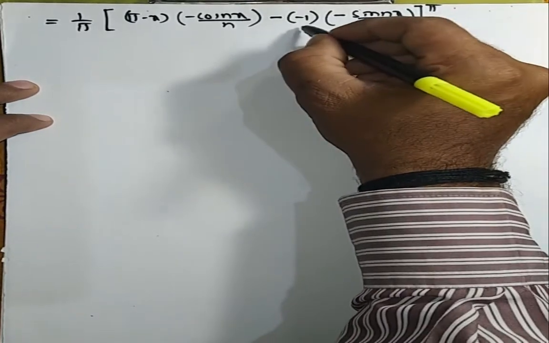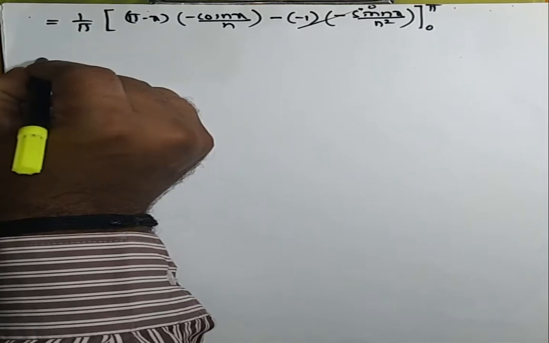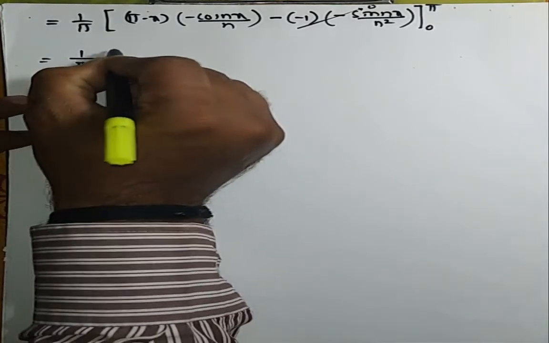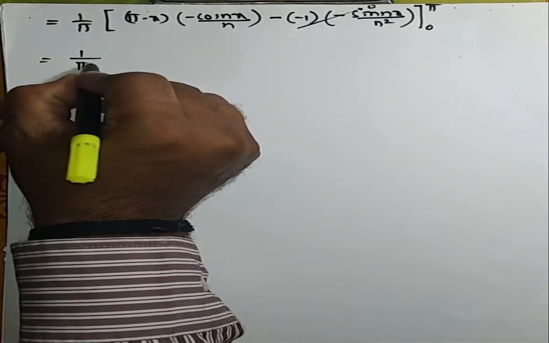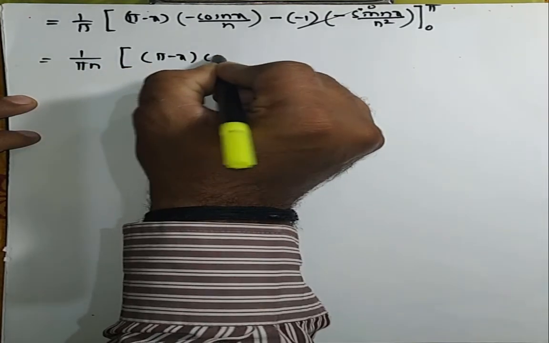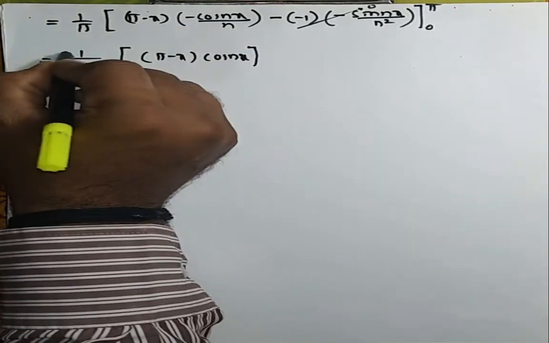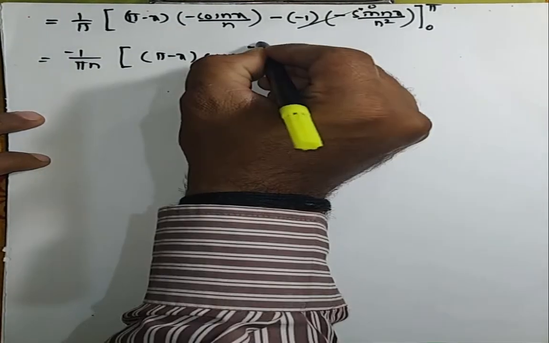As we know, when you substitute these limits, this term becomes 0. So therefore 1 divided by pi, remaining terms, and divided by n is a constant. Let me take outside pi minus x into cos nx, and the minus sign I will take outside. So applying limit 0 to pi.